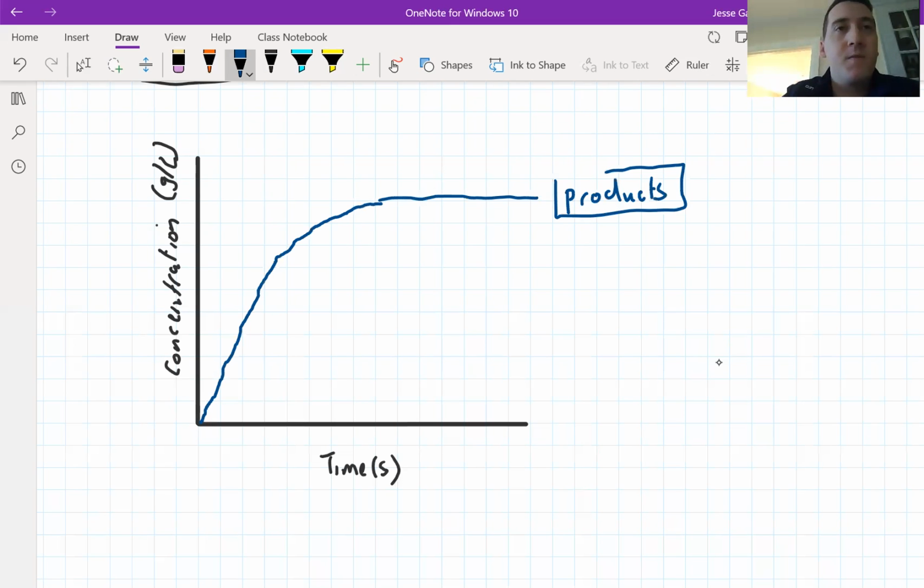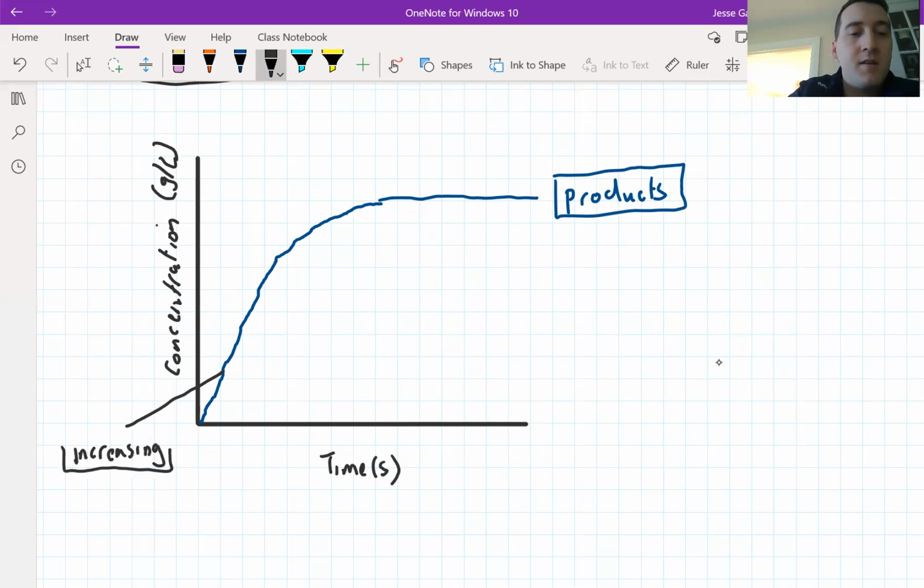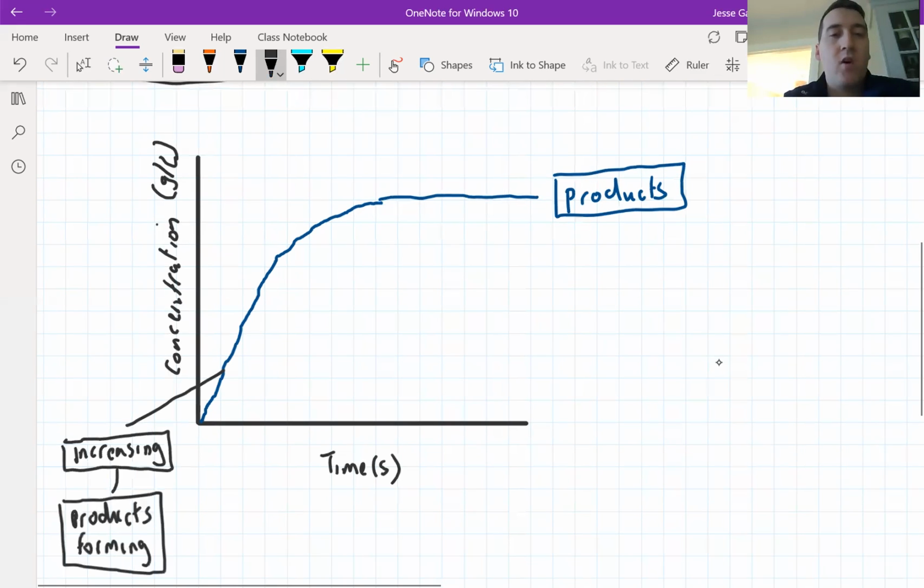Let's quickly label this line. Here we have a line that is increasing. The concentration of products is increasing, and this shows us that products are forming. Now, obviously, at the beginning of the reaction there's no product, so you don't have any. That's why it starts at 0. Products form as the reaction goes on, so the amount increases.